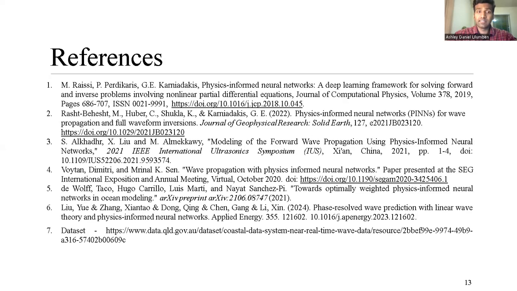These are the references with the data set, and these are all the papers that I referred.